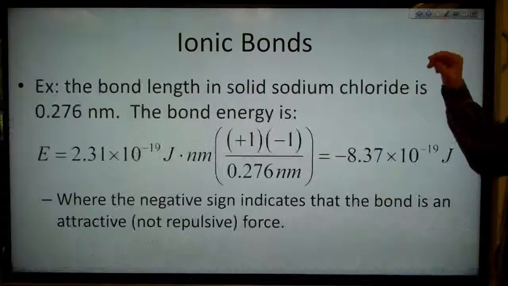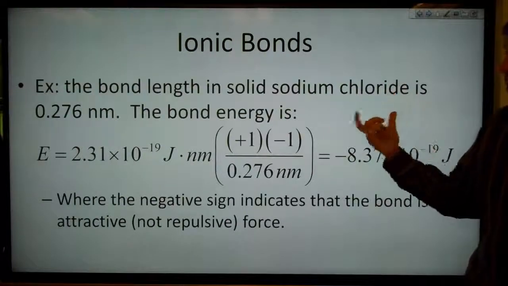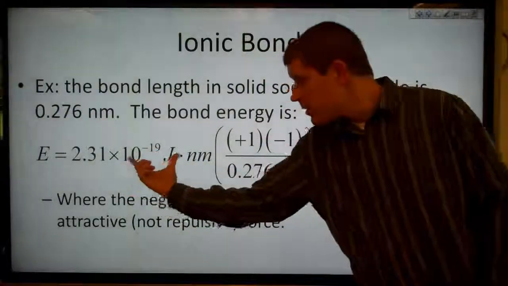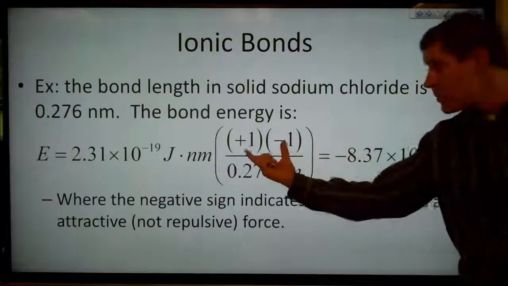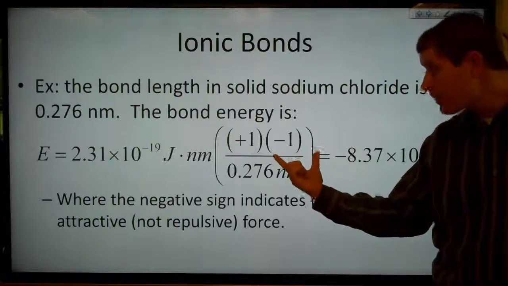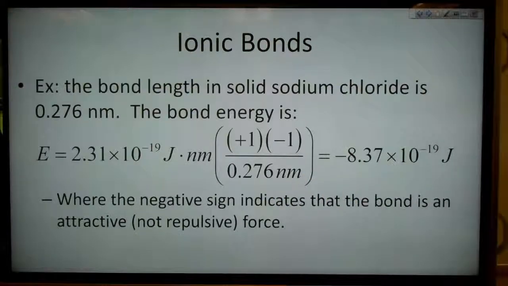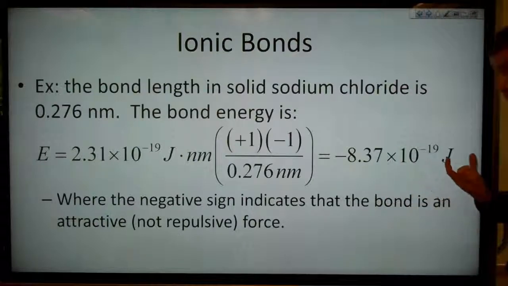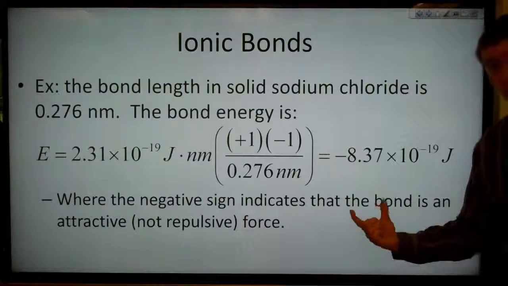So, if we look at, say, sodium chloride, the bond length in solid sodium chloride is 0.276 nanometers. So the bond energy then is this quantity, 2.31 times 10 to the minus 19th joule nanometers, times plus 1 from the charge of sodium, times minus 1 of the charge of chloride, divided by the distance between them, R, so the 0.276 nanometers, and that is equal to minus 8.37 times 10 to the minus 19th joules. So the negative sign here indicates the bond is an attractive instead of a repulsive force.